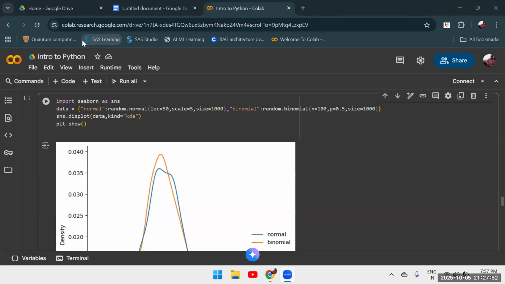Okay. Raghav, what did you understand by a normal distribution and a binomial distribution? I want to brush up the topic, sir. Okay, you want to brush it up.